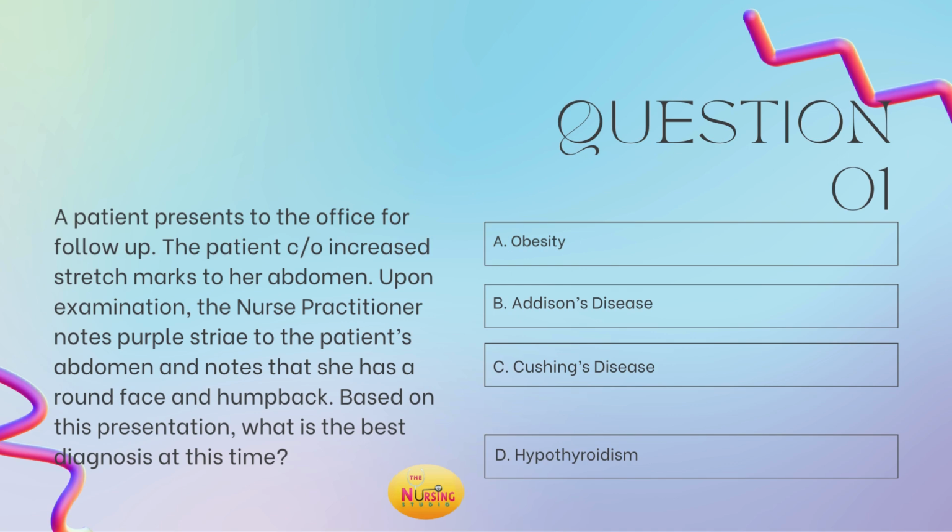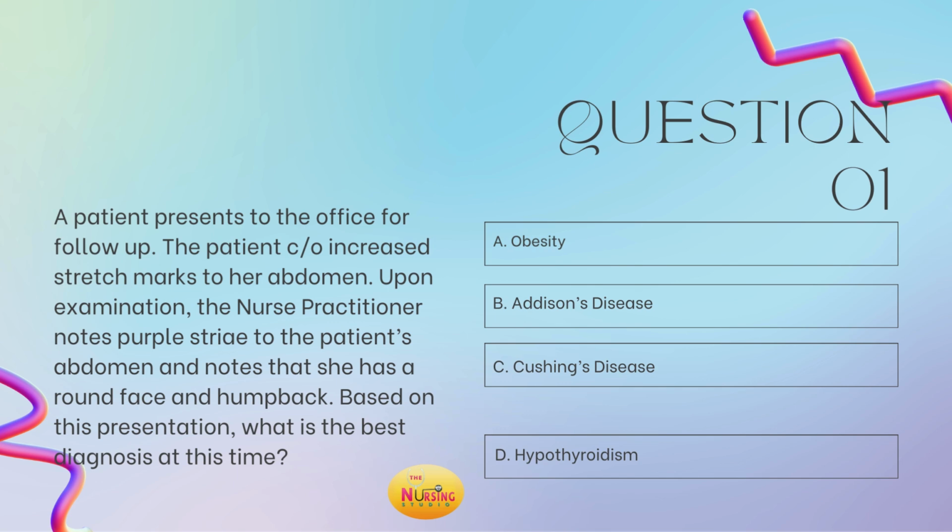Question number one states, a patient presents to the office for follow-up. The patient complains of increased stretch marks to her abdomen. Upon examination, the nurse practitioner notes purple striae to the patient's abdomen and notes that she has a round face and humped back. Based on this presentation, what is the best diagnosis at this time? Is it A, obesity, B, Addison's disease, C, Cushing's disease, or D, hypothyroidism? Take a moment and tell me what you got in the comments, you guys.